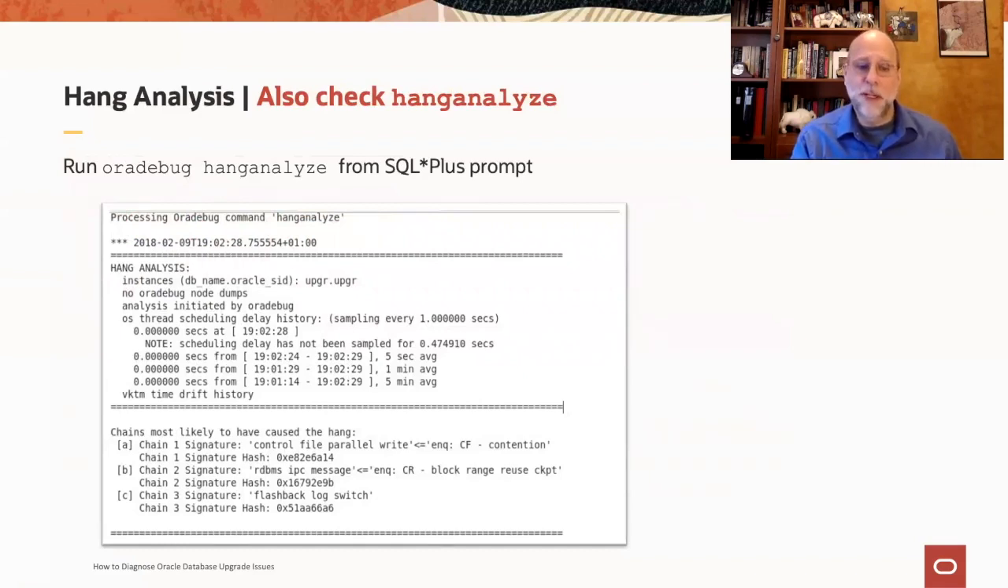And this is from that very same case. You see here it's saying control file parallel write, block range reuse checkpoint, flashback log switch. Again, the flash recovery area is full. I'm not able to go to a new log file because I can't create a new log file. So in some cases, the alert log is going to be much easier to interpret. In other cases, you might want to use hang analyze because there's a lot more detail there, including things like that enqueue event that is very specific.